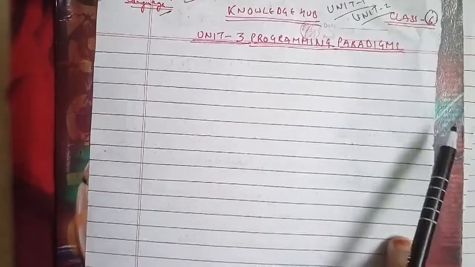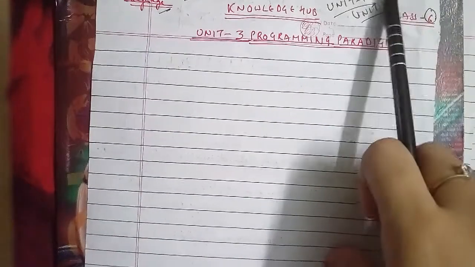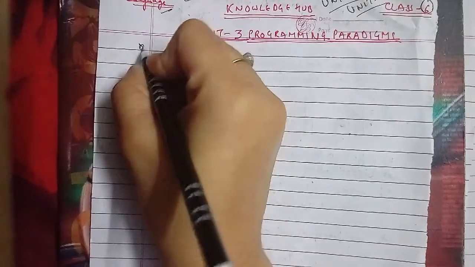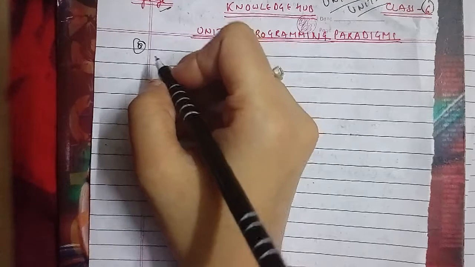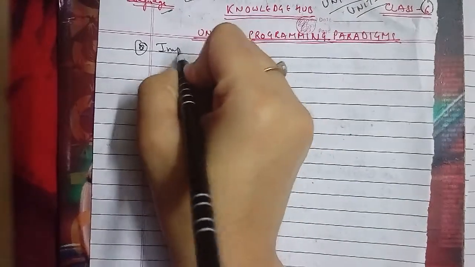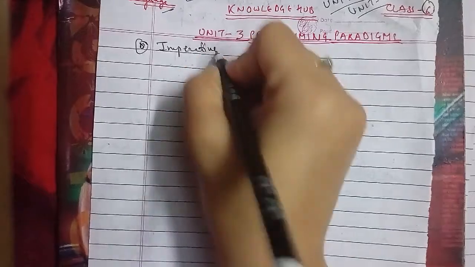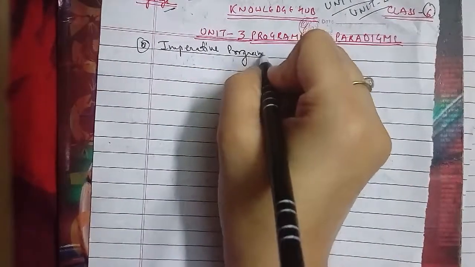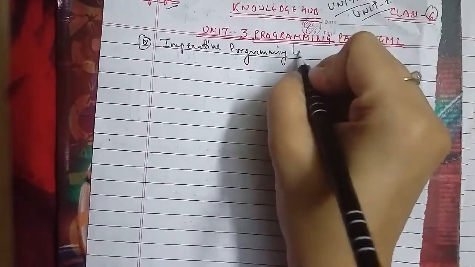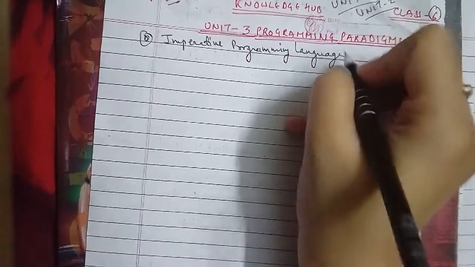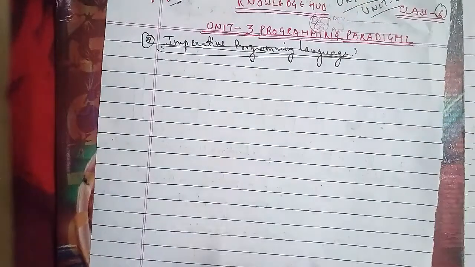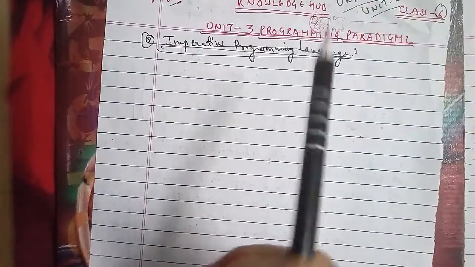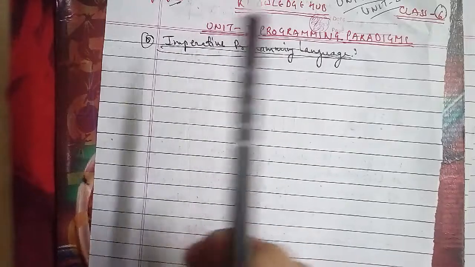So let's go ahead further. First we'll discuss the topic of imperative programming language, where they had asked: what do you understand by imperative programming language? In terms of imperative programming languages, the imperative or procedural paradigm is the closest to the structure of the actual computer, and it is the model that is based on moving bits around and changing a machine state.